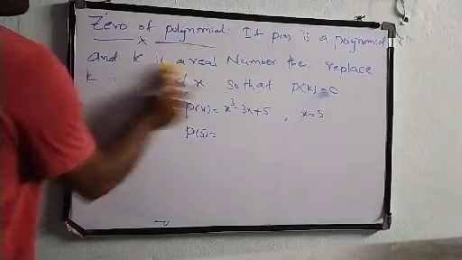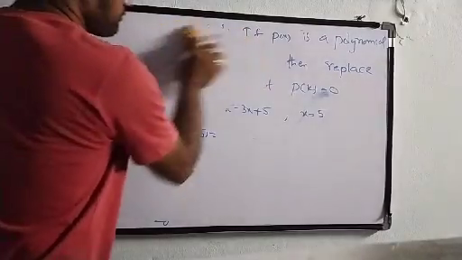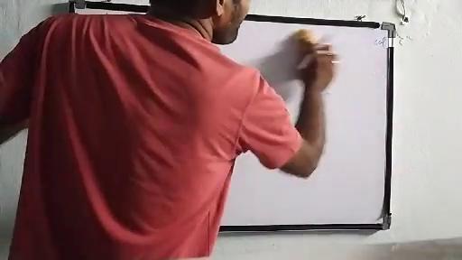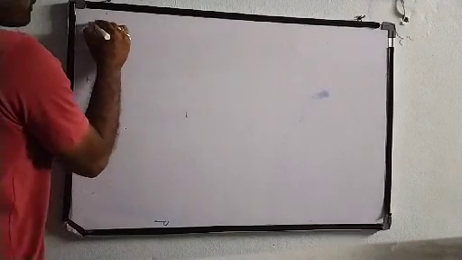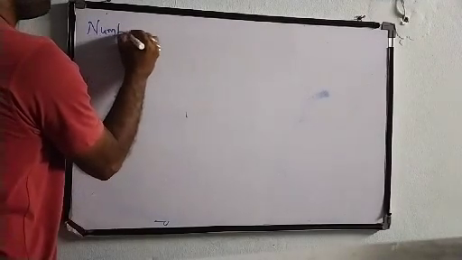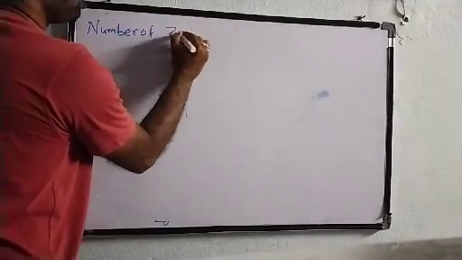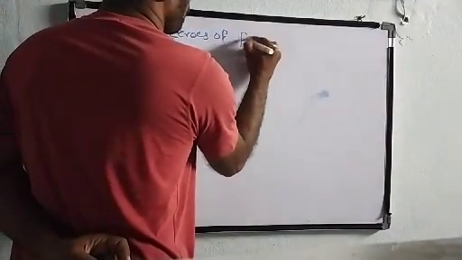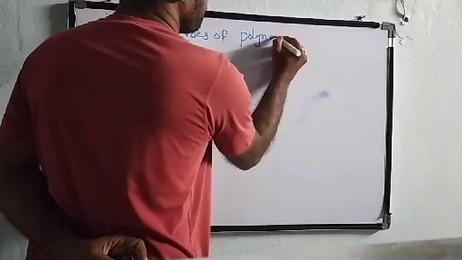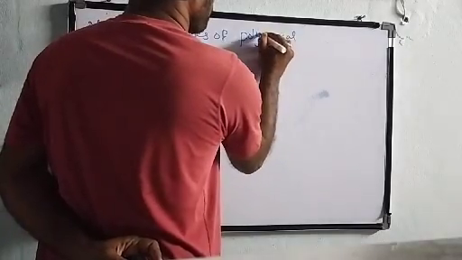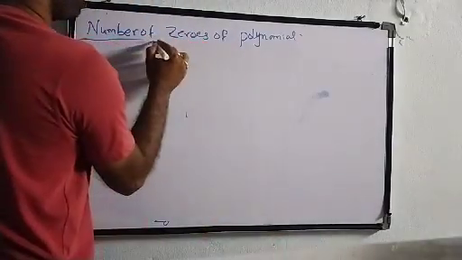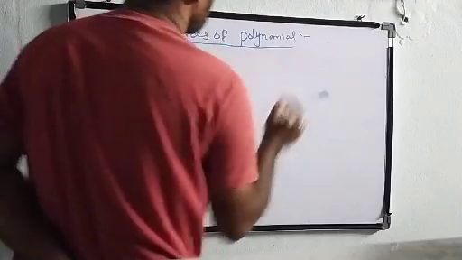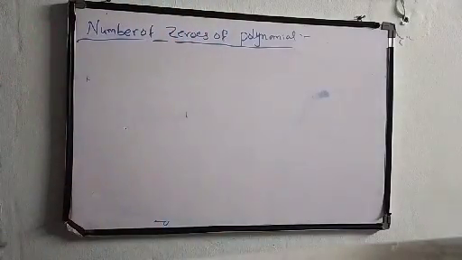Next, let us see the number of zeros for every polynomial. So, number of zeros of polynomials. Previously we called them roots. Now in this chapter we are going to call them zeros. Zeros and roots are both the same.